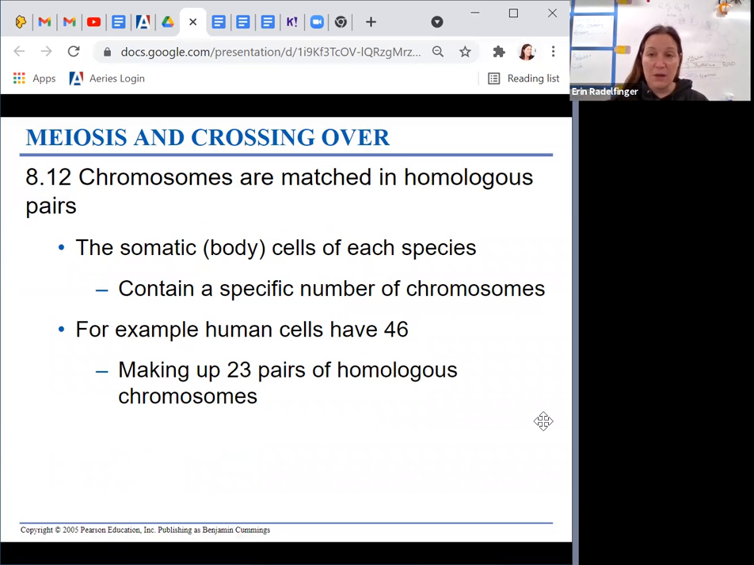Now, if you look at the video here on the chromosomes, I want to make sure that we understand the special component of meiosis, which is that the chromosomes are matched in homologous pairs, and specifically all somatic or body cells. So every cell in the body that's not sperm or egg is considered a somatic cell. They have a specific number of chromosomes inside them. So for example, our human cells have 46 chromosomes inside them. 23 are from mom, 23 are from your dad, and they're matched up together in 23 sets of homologous pairs. And that's inside of all of your cells that are not sperm or egg, and those are known as somatic cells.